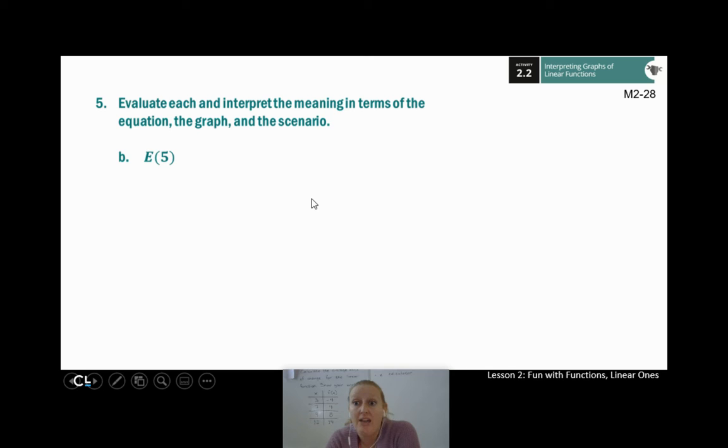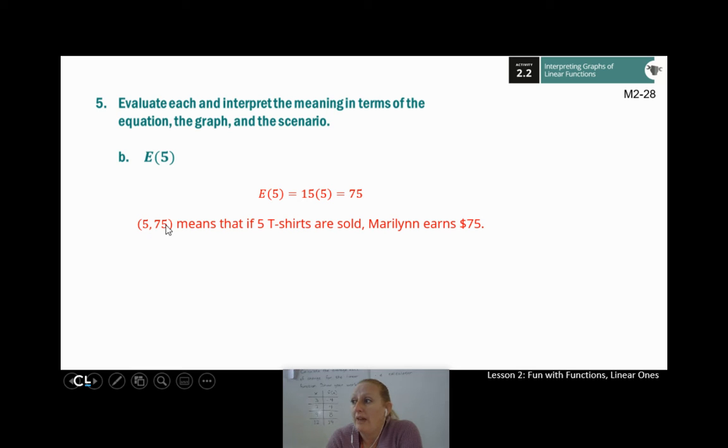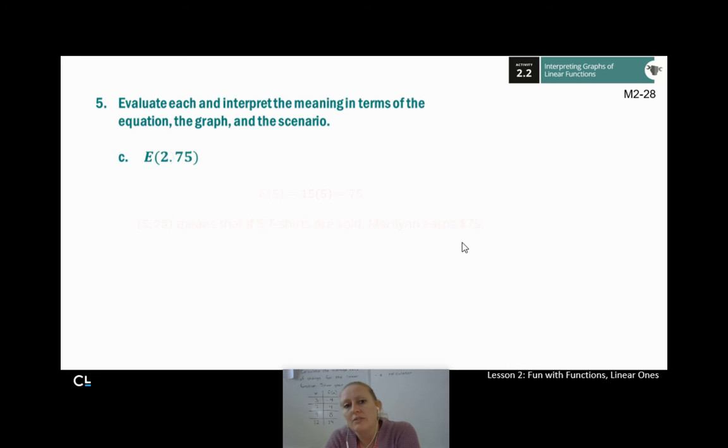Well, I plugged in a 5. 15 times 5 is, of course, 75. So this is the point on the graph that it represents, (5, 75). But it means that if 5 t-shirts are sold, Marilyn earns $75.